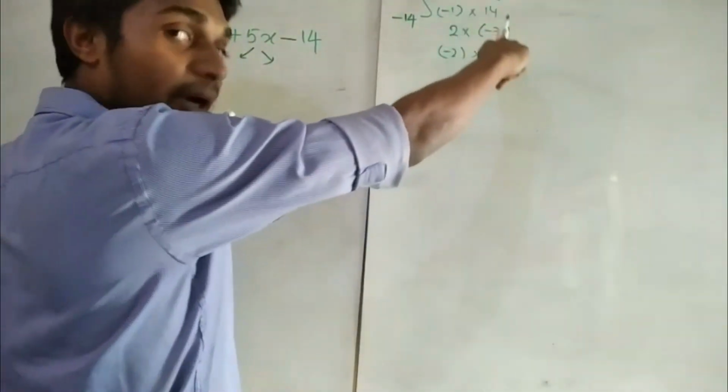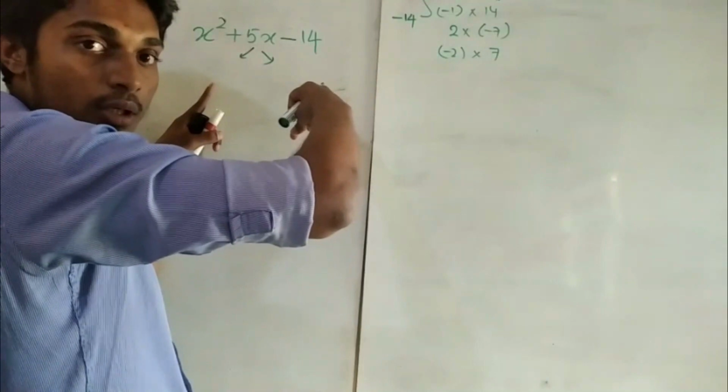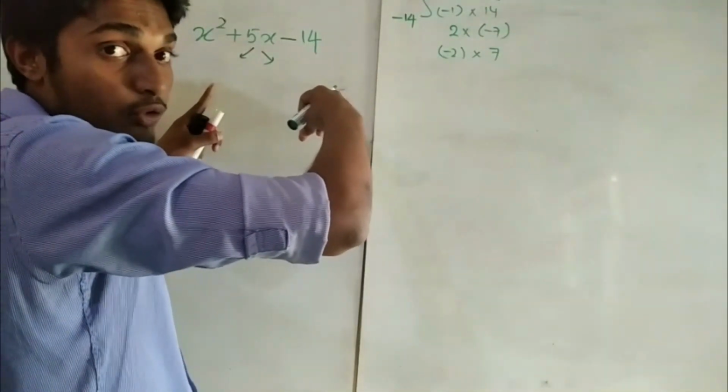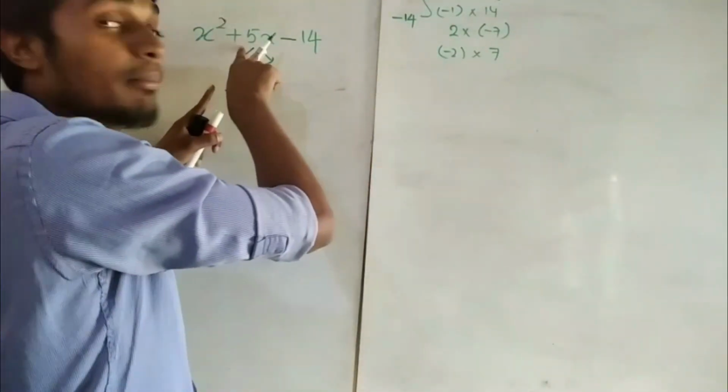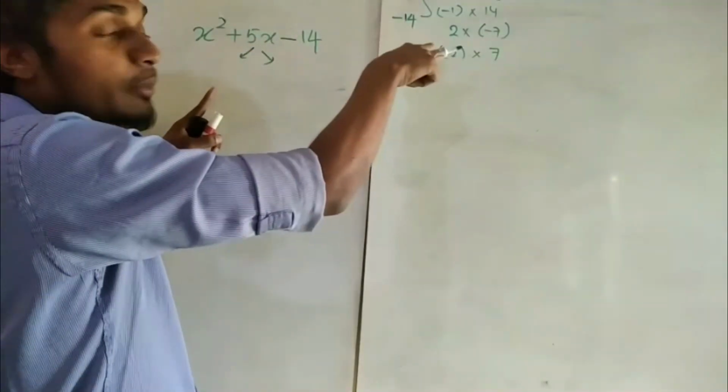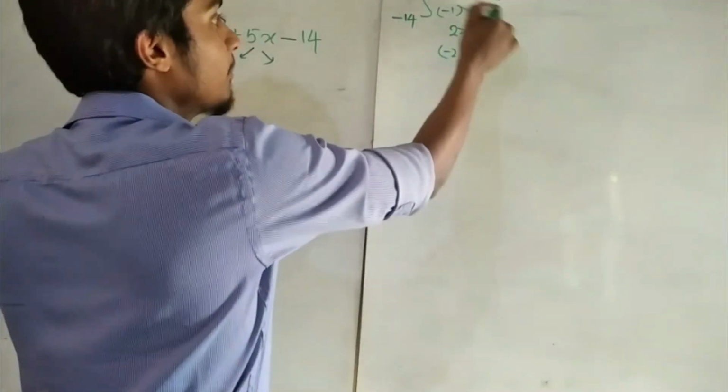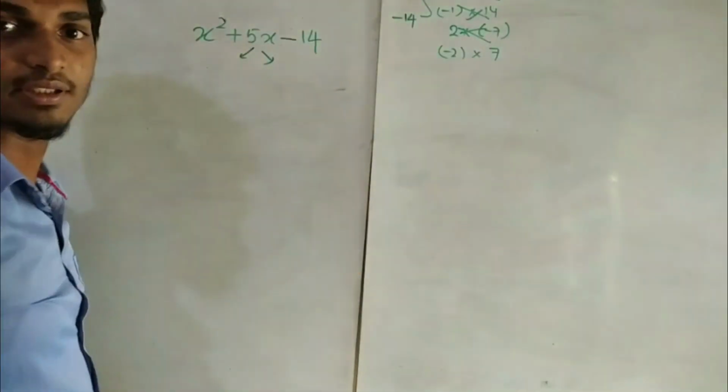If you consider 2 and minus 7, it's going to make minus 5. It is not the suitable number. Why is that? Because we need plus 5, but the answer is going to be minus 5. So these can't be the numbers, simply.